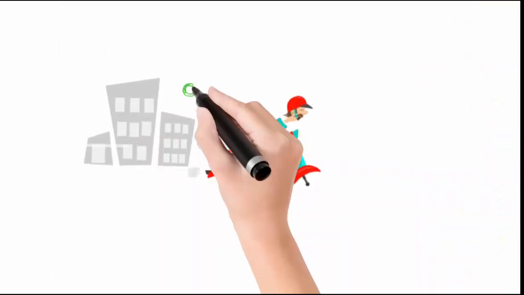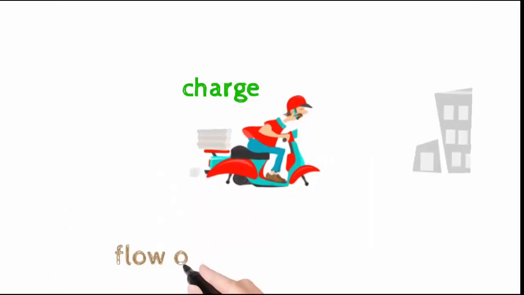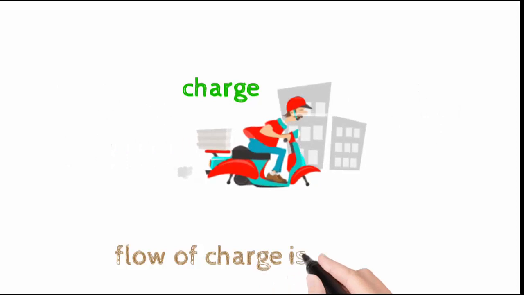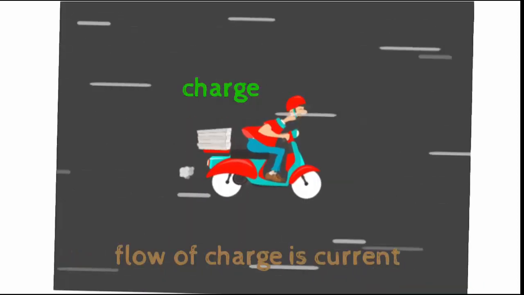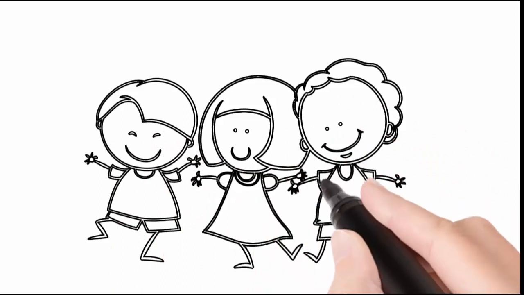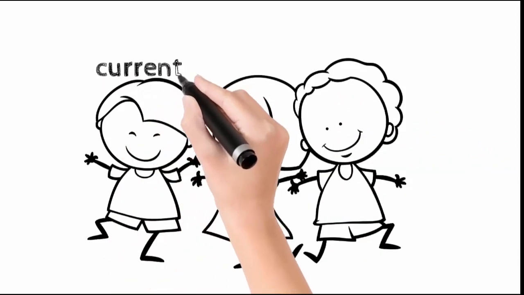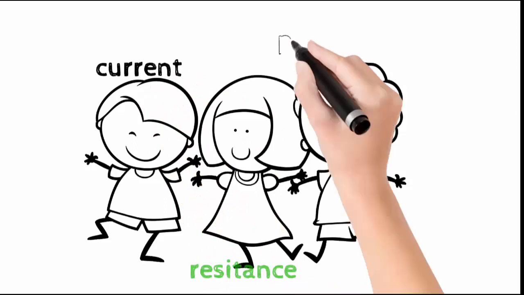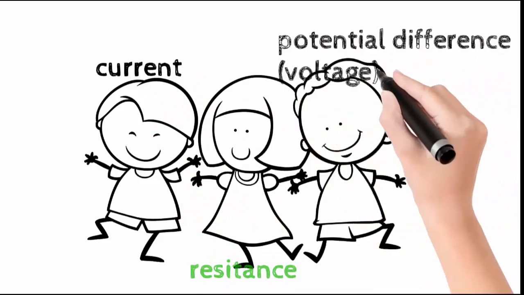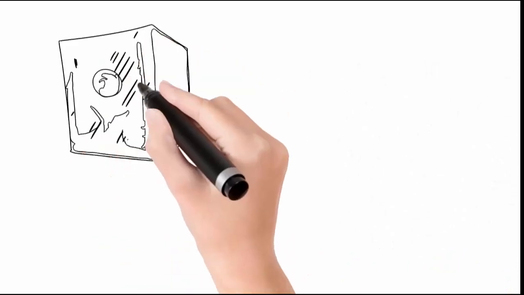Before learning what is Ohm's law, let us see what is current. When a charge moves from one place to another, it contributes to current. Flow of charges is current. Ohm's law relates three quantities. The first one is the current flowing in the circuit. The second one is the resistance of the circuit, and the third one is the potential difference, that is the voltage.